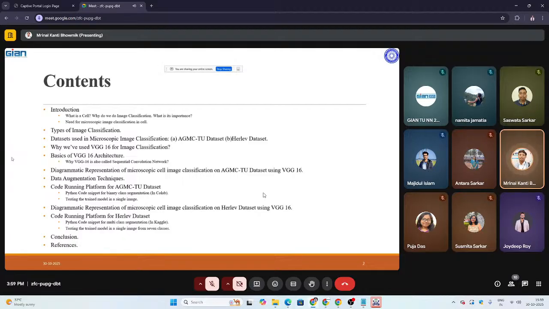And the model which I'll be using for image classification is VGG16. I'll also explain why I have used VGG16 particularly for image classification, what the basics of VGG16 are, and also the diagrammatic representation of microscopic cell image classification on the AGMC2 dataset. And what the data augmentation techniques and the Python code running platform are for the AGMC2 dataset as well as the high-level dataset, because I'll be explaining about the two datasets. So yeah, and then conclusion and references.